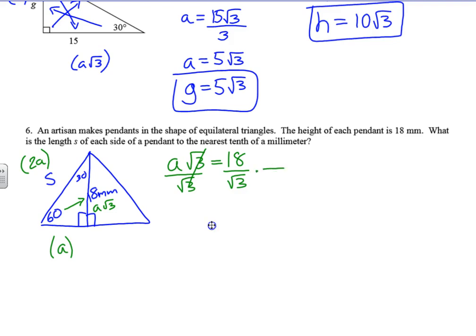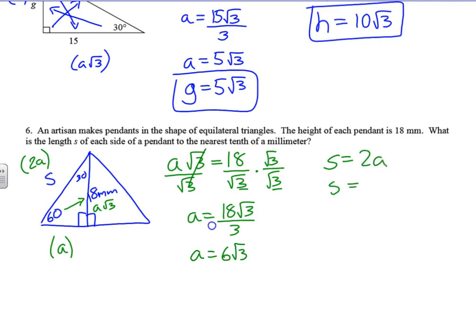Houston, we have a problem. There's a radical in the denominator. So we're going to rationalize it, and we're going to get 18 times the square root of 3 over 3. Just keep the radicand. So this becomes 6 times the square root of 3. So S, which is the side, is 2A. So S would be 2 times 6 times the square root of 3, which is 12 times the square root of 3. But in this case, it says to the nearest tenth.